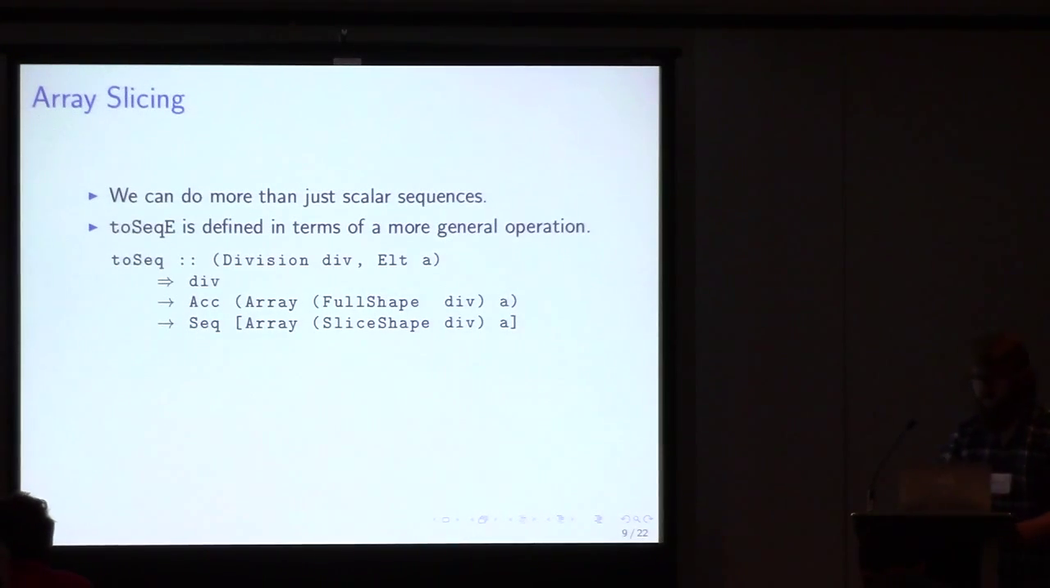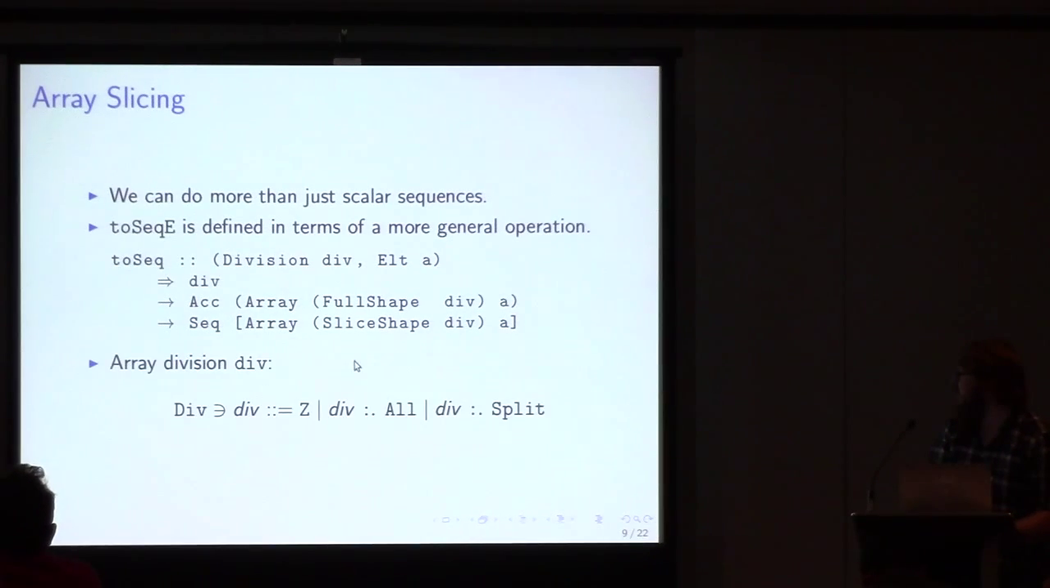2sec_e is defined in terms of this more general operation, 2sec, which basically takes a division, and then you can slice. You can think of any array of any dimension, and all these full shape and slice shapes are just there to make sure that you don't mess up the ranks. The division specifies how you want to slice your array, and I think it's easiest to understand through example.